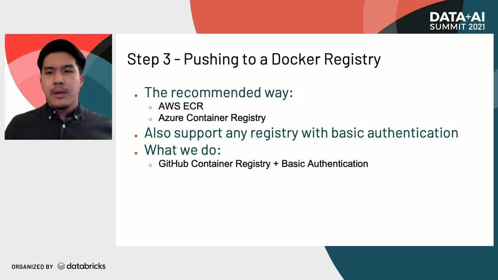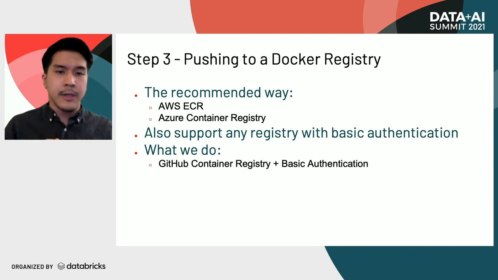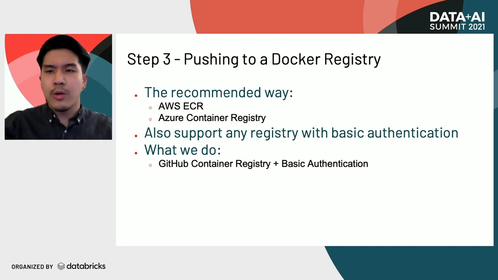And after you have defined your image and built it, the next step is to push it up to a Docker registry. There are two recommended registries here. One is AWS ECR, and the second is the Azure Container Registry. But any registry that supports basic authentication works as well. In our case, we have chosen GitHub Container Registry, with authentication through basic authentication, because due to our constraints, this turned out to work the best for us.